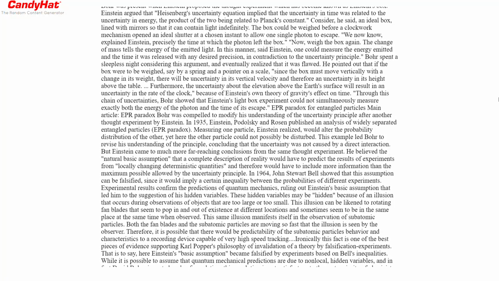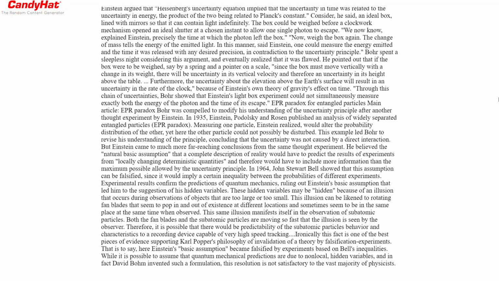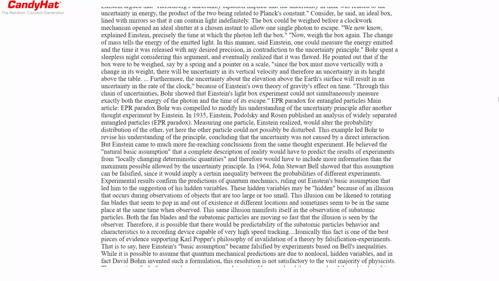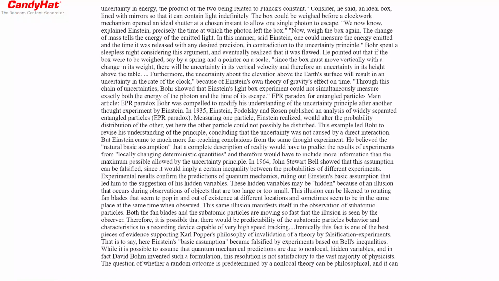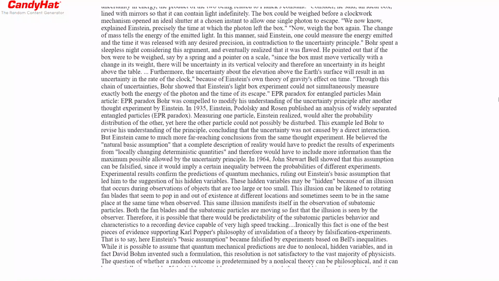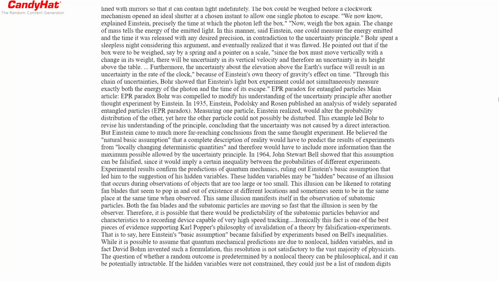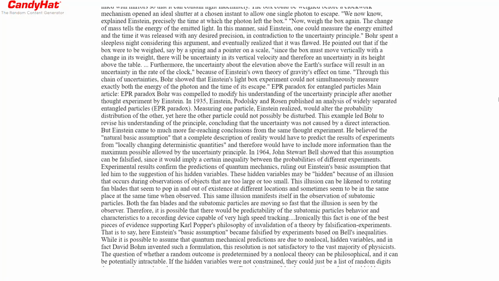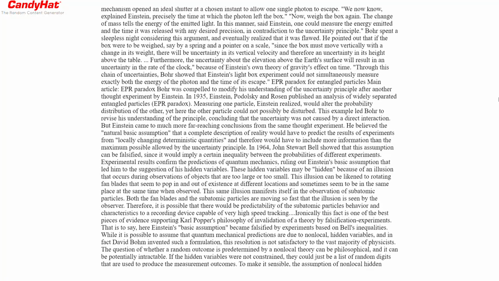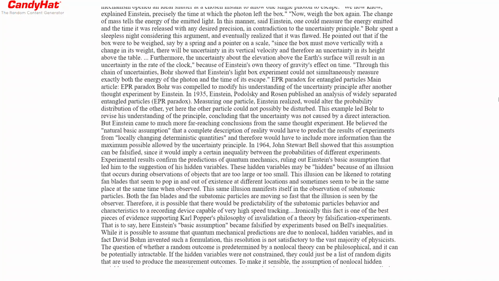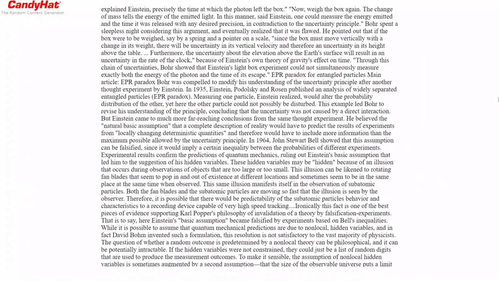These hidden variables may be hidden because of an illusion that occurs during observations of objects that are too large or too small. This illusion can be likened to rotating fan blades that seem to pop in and out of existence at different locations, and sometimes seem to be in the same place at the same time when observed. This same illusion manifests itself in the observation of subatomic particles. Both the fan blades and the subatomic particles are moving so fast that the illusion is seen by the observer.